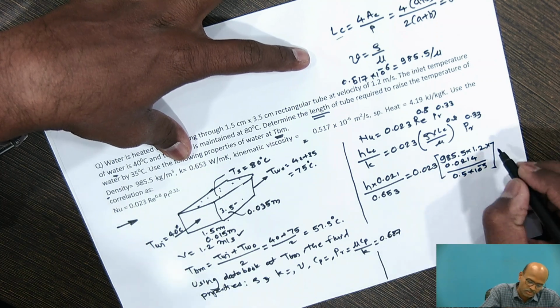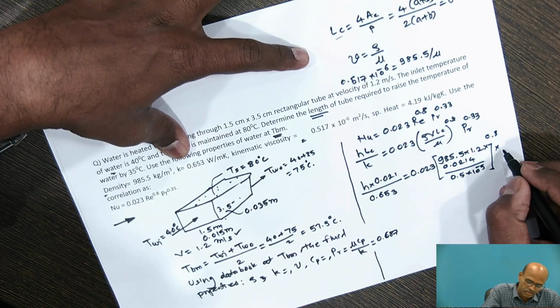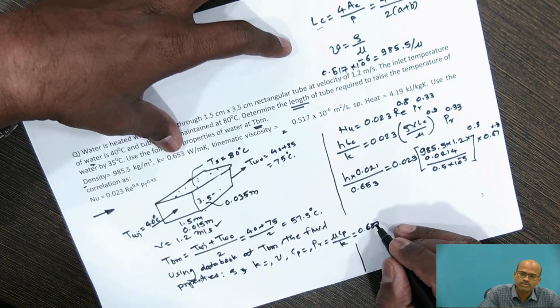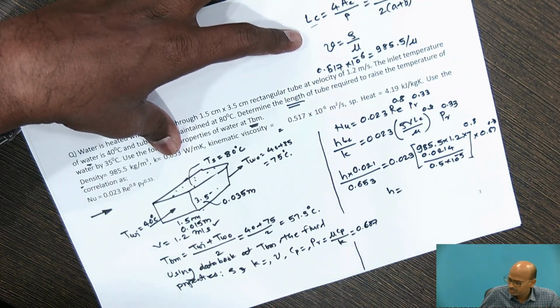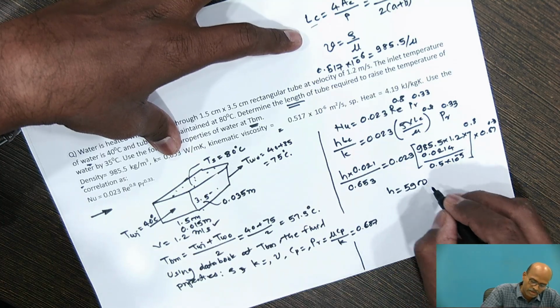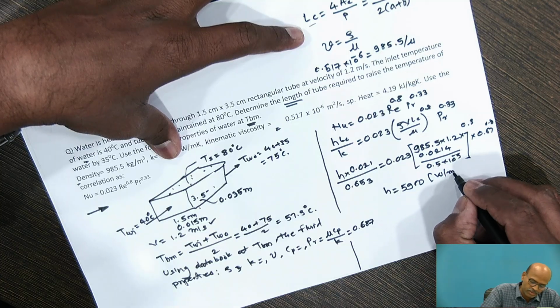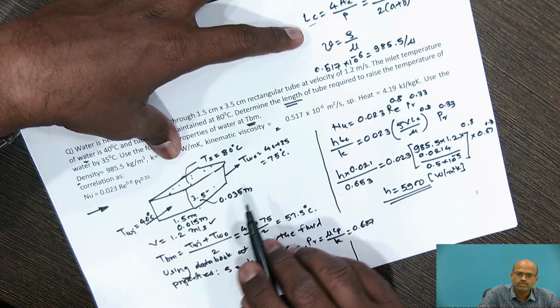Okay. Now raised to 0.8 multiply by Prandtl number 0.67 raised to 0.33. If you do this, then you will get h as something. You do the calculation, you will get the h as 5900. And what is the unit? Watt per meter square Kelvin. Okay. Now here we require to find the length.